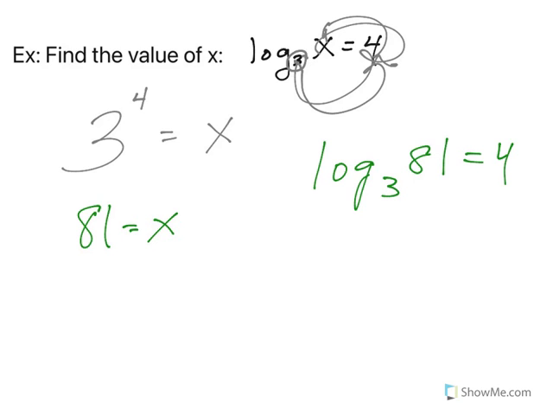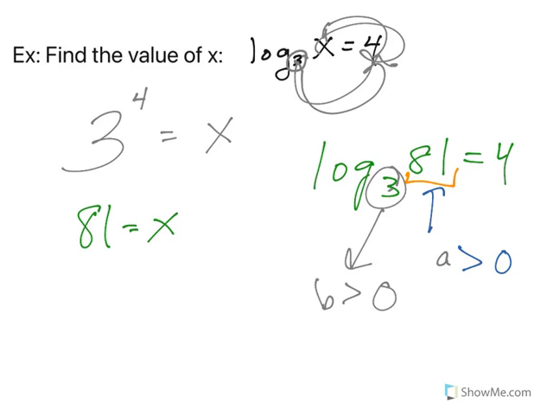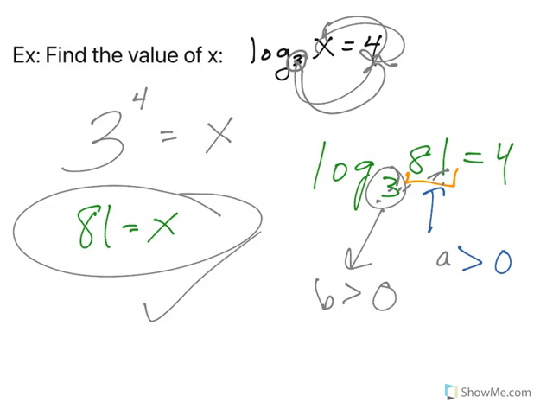Now, to talk about the stipulations, remember that the argument of a logarithm must be greater than 0. It's got to be positive. And the base must be greater than 0. So both of these must be positive numbers. One's a 3, one's an 81. So this is golden. 81 is my answer.